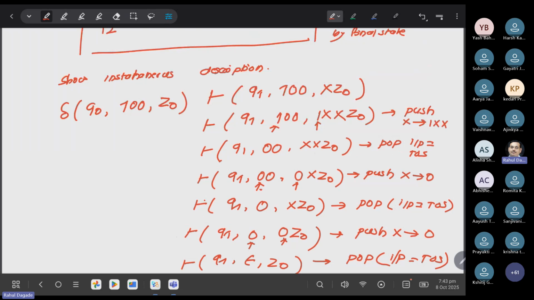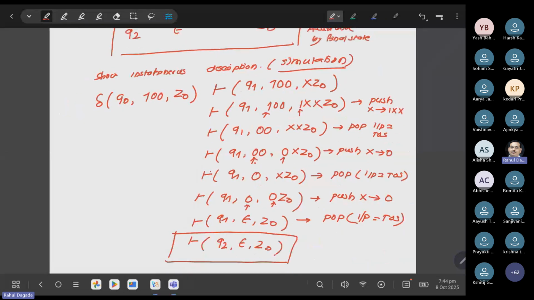So this is how you can do the instantaneous description also if it is asked. So if it is asked for simulation, just simulation, then it is better to show with the instantaneous description because it requires less time and in just one line you can write it. But if it is specifically asked to show the stack operation, then you better write like this: state, input, stack, and then operation. Okay.